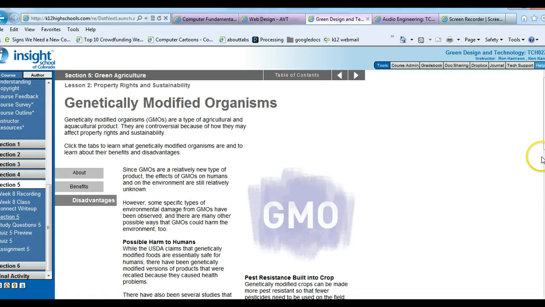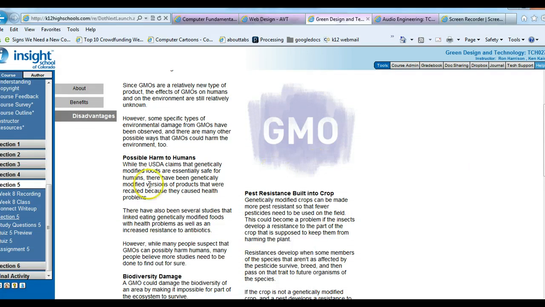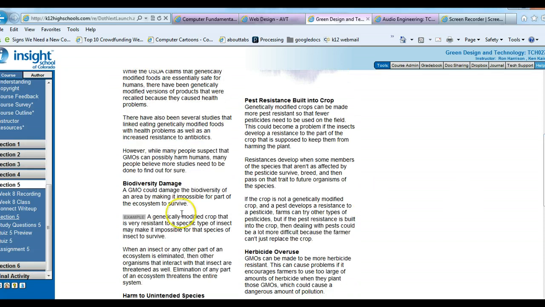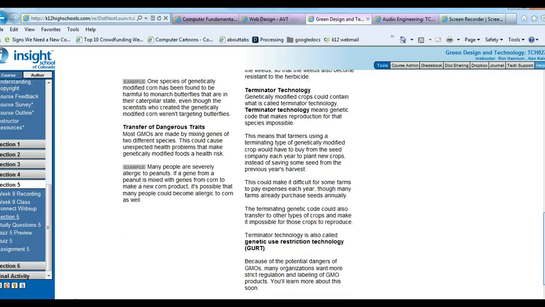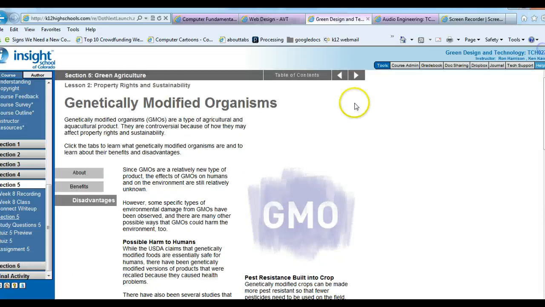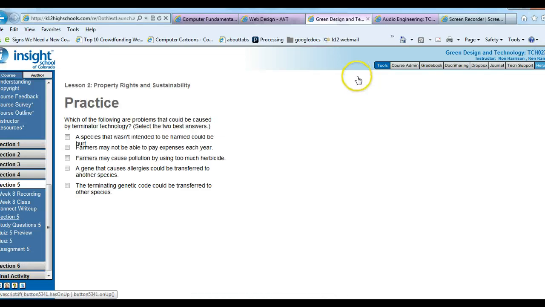Disadvantages, obviously, is that they think that some of this could be harmful to humans. So you can read about that. Also, biodiversity damage. I mean, if you start genetically modifying crops and you only grow that one type of crop, what if some insect came in that could actually eat that crop? So there are many different ways that many people are worried about the genetically modifying thing. So you can look at all the information about genetically modifying resources.